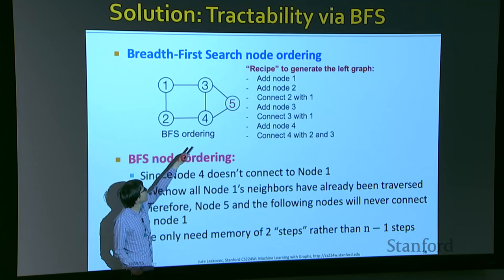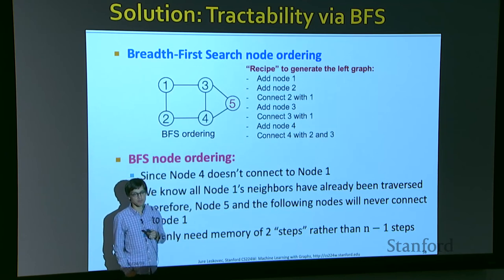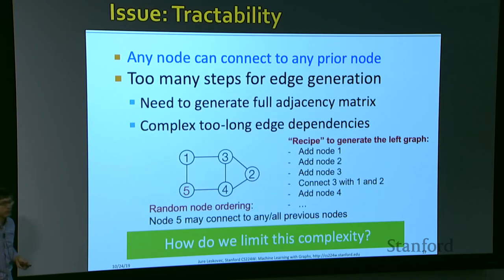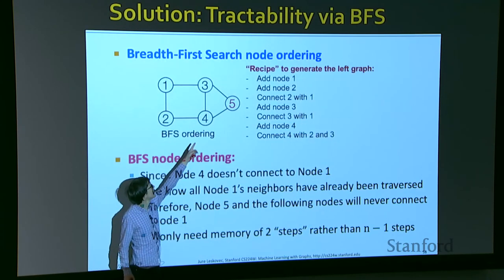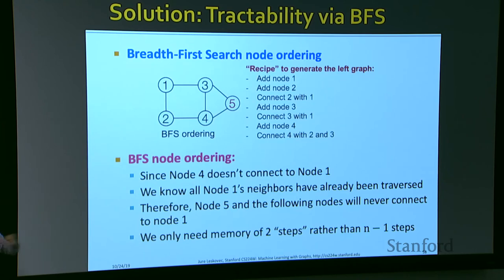All I have to remember now is two steps of memory. I just need to be able to connect two steps back, rather than four steps into the past, as we had before with this type of ordering, where I had to remember to connect to node one. Here, all I have to remember is to connect from 4 to 2, or from 5 to 3. That's the farthest into the past I need to remember. So the maximum memory required relates to the degree of the node.